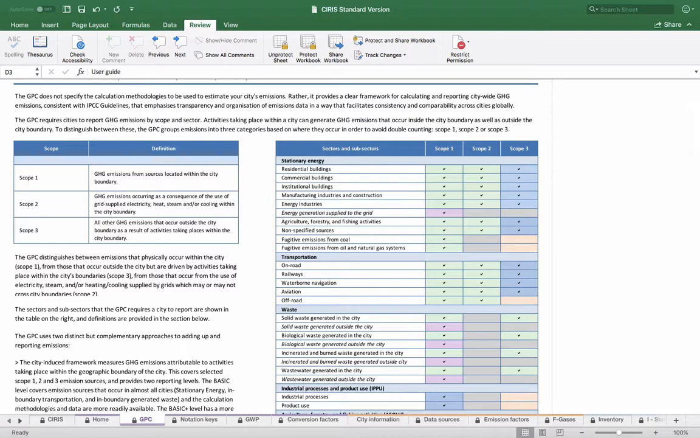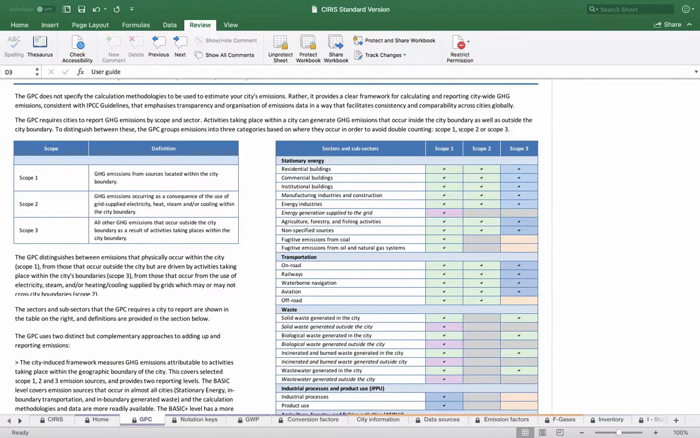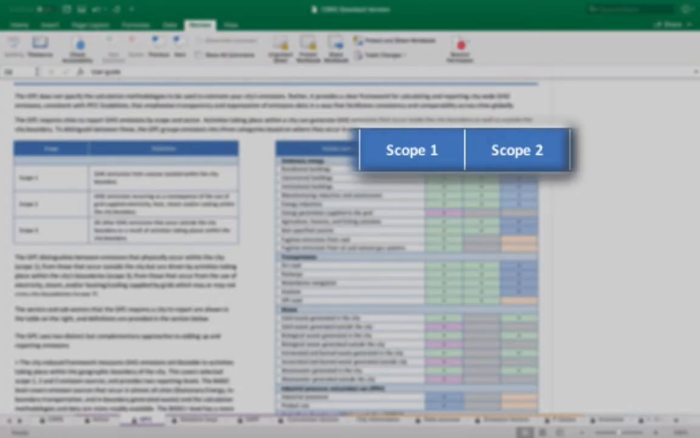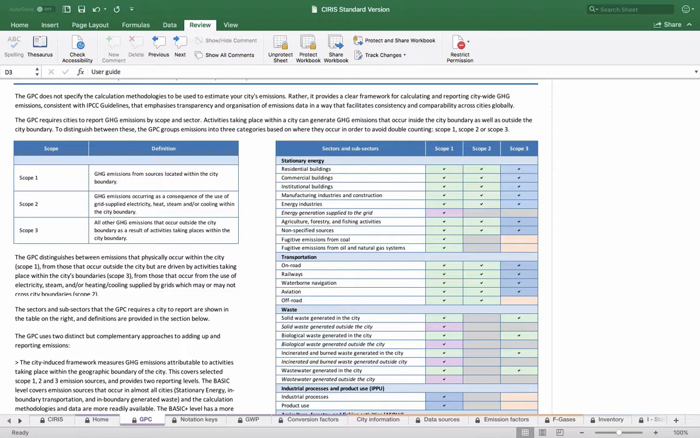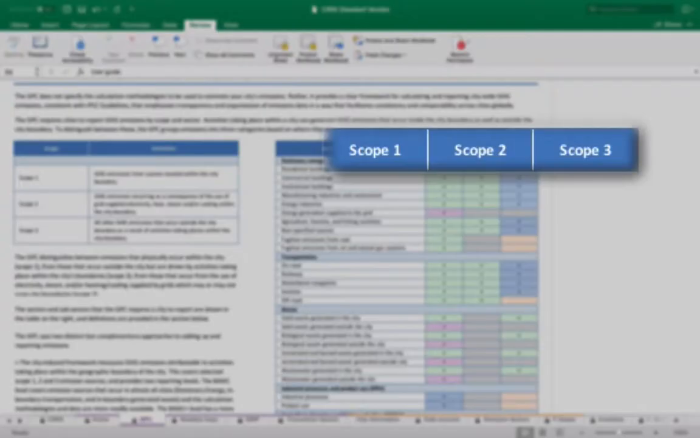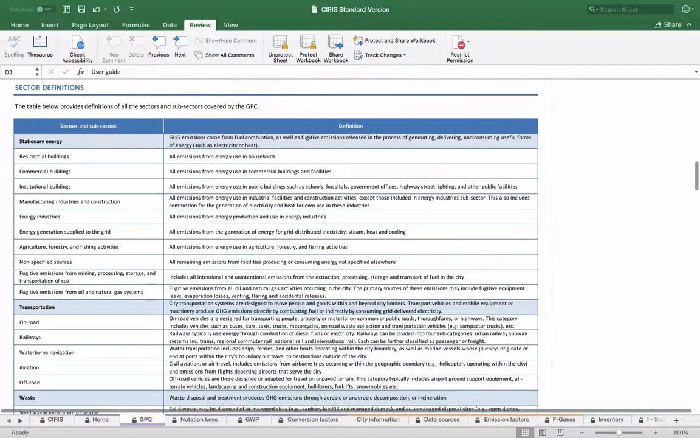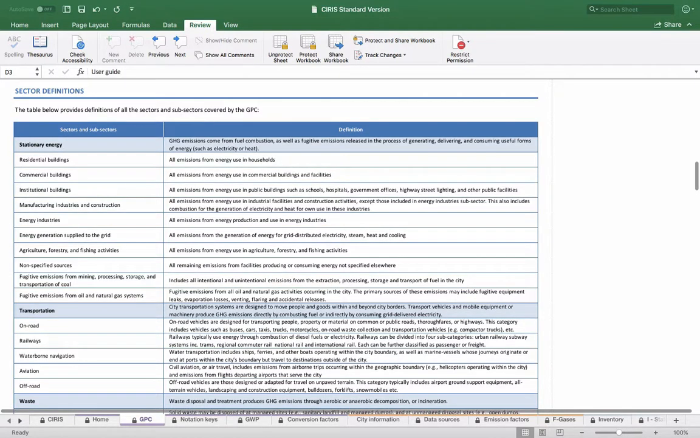For example, if we need to report on institutional buildings, for basic reporting level, we need to account for those emissions occurring in Scopes 1 and 2. On the other hand, for Basic Plus reporting level, we would need to account for all scopes 1, 2 and 3. The final section of this sheet presents a table of sector and subsector definitions.